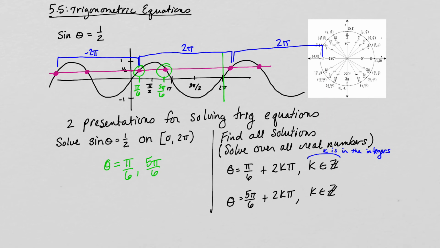So let's take this value here at pi over 6. That's the first time that I find some place where the sine value is equal to 1/2, right? So that's where I get this first answer, the pi over 6. That's what I did on this side, right? I just got pi over 6.